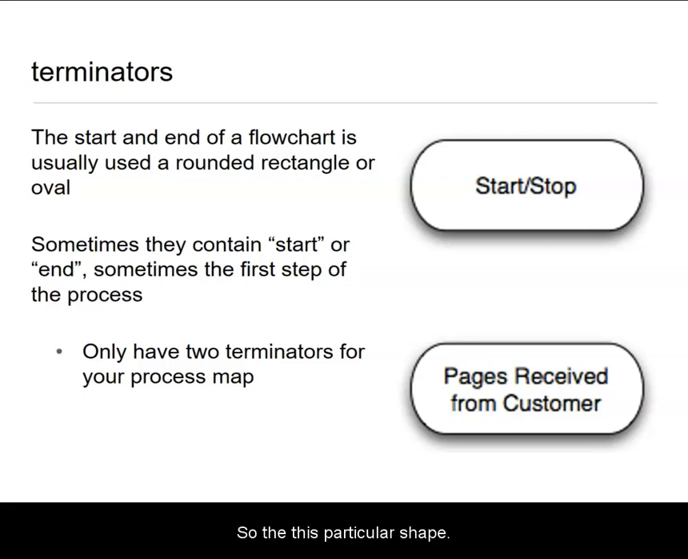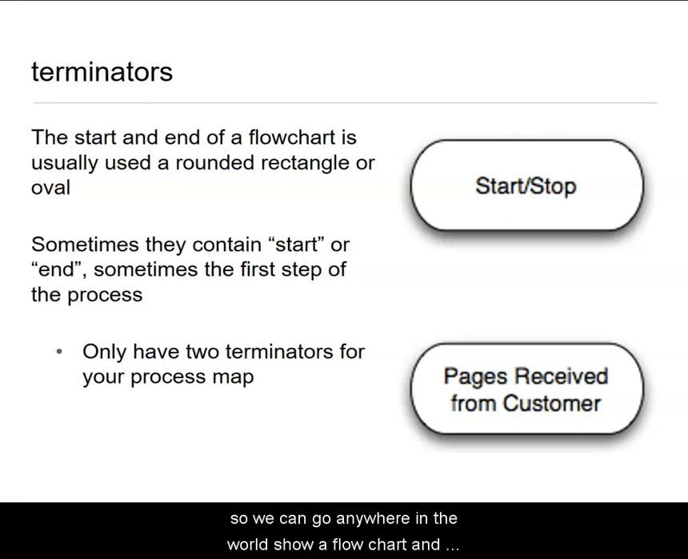So this particular shape is a rectangle with kind of curved ends here. You only use it two ways. You start the process and then you stop the process. It's like a go stop sign. So there's only two ways. There's no yellow. There's no other colors. It's just start, stop.